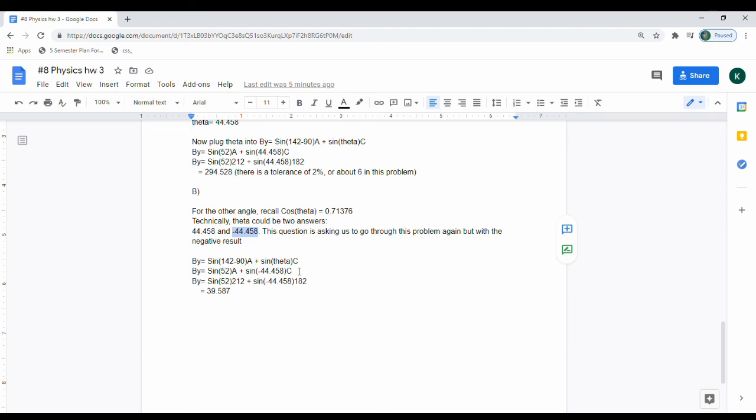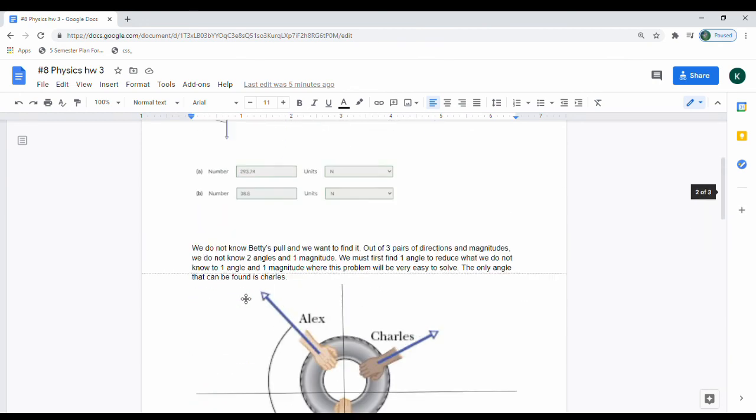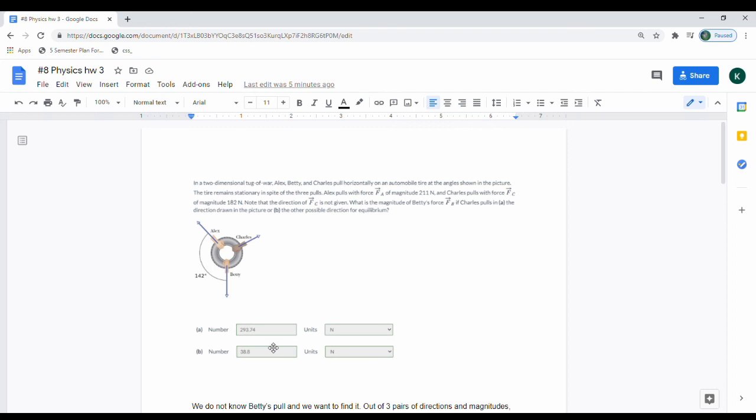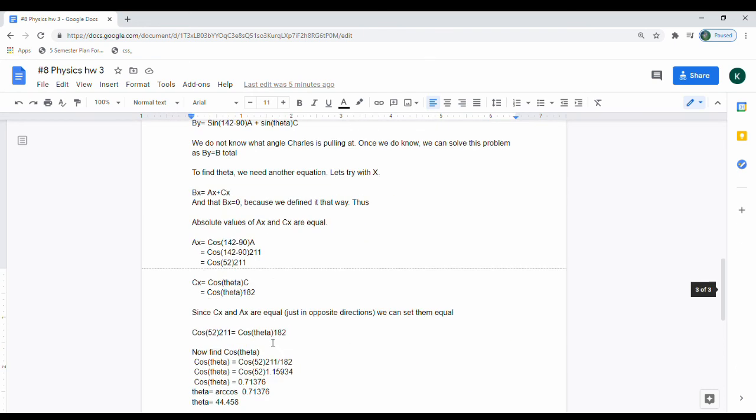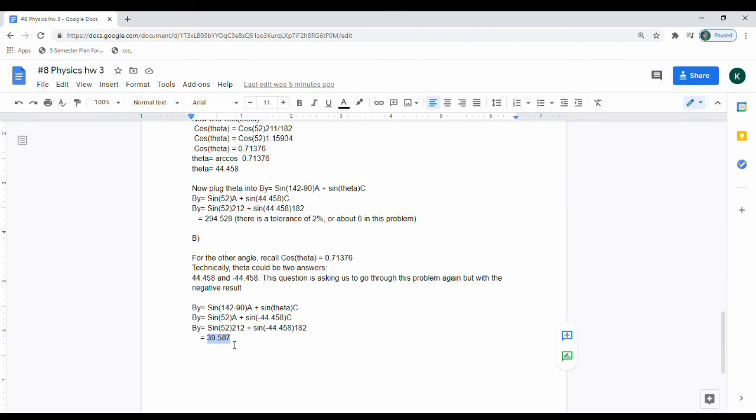So we literally just need to go through the exact same work, except for theta we use negative 44.458. So same equation, except we replace that, and then we get our answer. And again, I was off by like a smidge, by a bit less than 1. That's alright. We are allowed a small bit of error. It's probably just through rounding. And yeah.